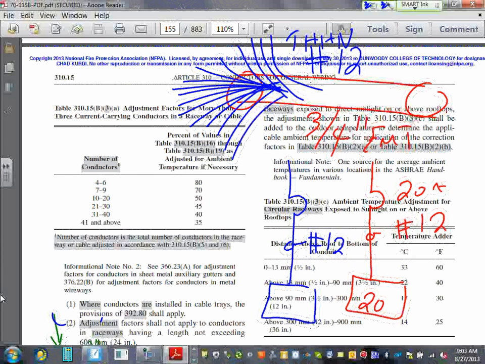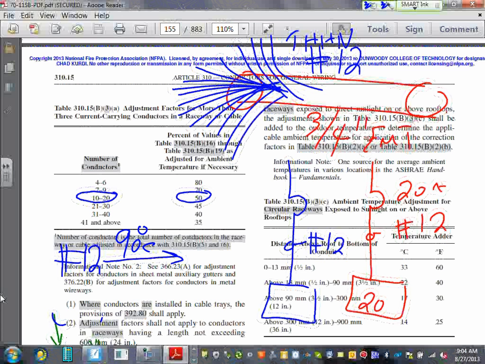Can you guys see that? What's the derating factor? 0.5. So take number 12. How much current at 90 degrees Celsius? Why 90 degrees? When you derate, you always use the highest temperature that the conductor is rated for, which is 90 degrees. How much current can number 12 carry under 90 degrees? Thank you, 30 amps.